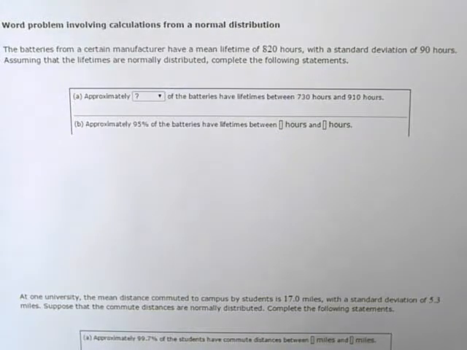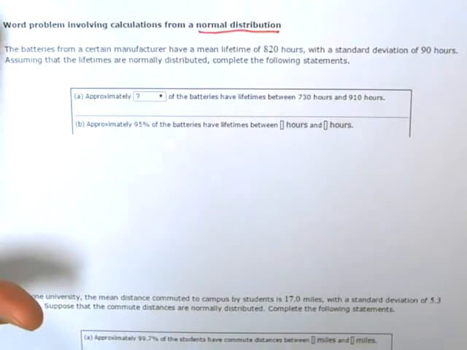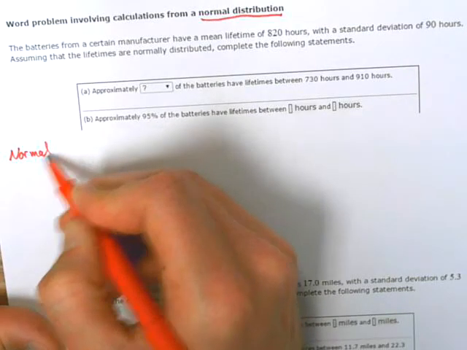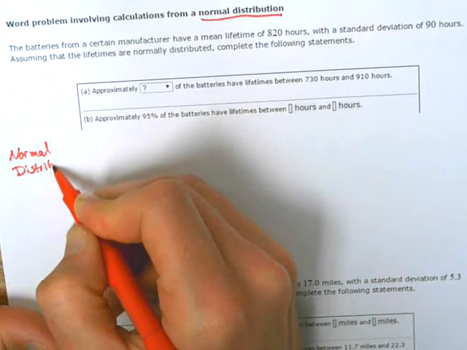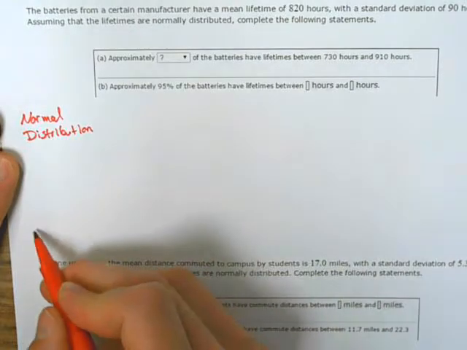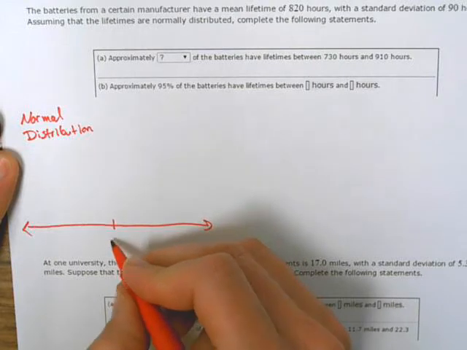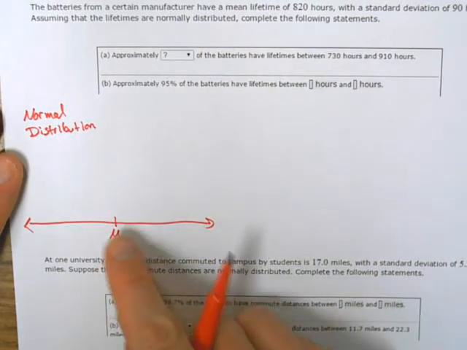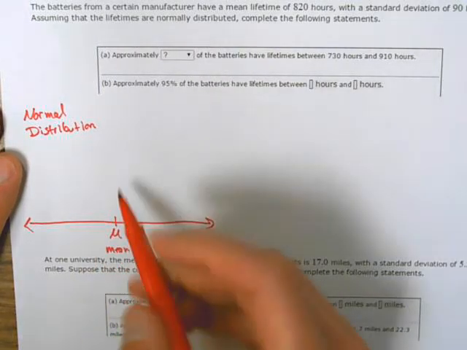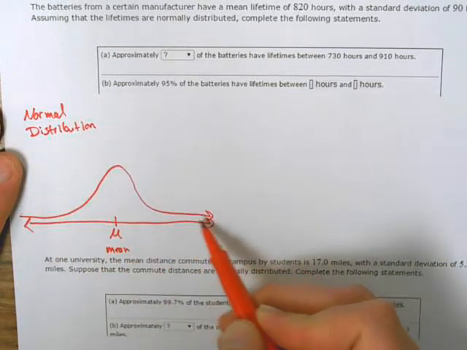Okay, in this video we're going to look at a word problem involving calculations from a normal distribution. So first off, let's talk about a normal distribution. When you have a normal distribution, if you were to take all of your data and plot it along an axis where we look at the mean, the average, the curve that would be generated would look like this. This is called a normal curve.